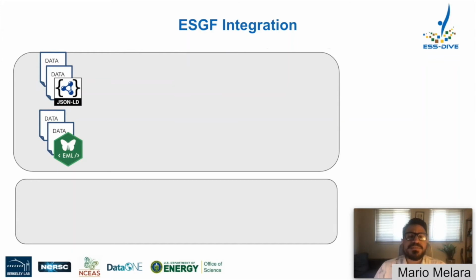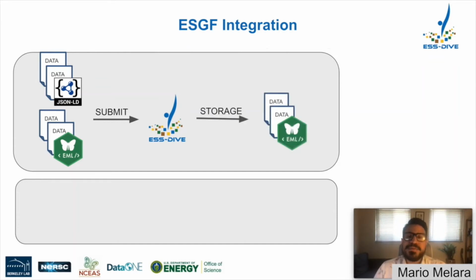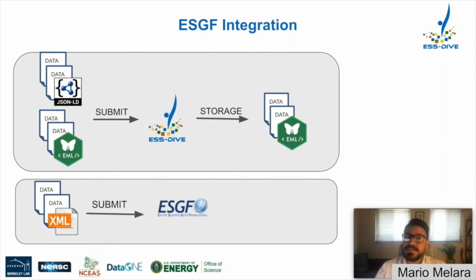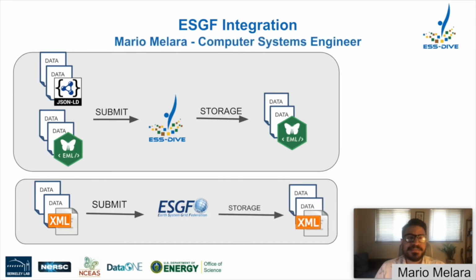In our case, these entities are ESS-DIVE metadata. So a user will submit data along with their metadata in EML or JSON-LD format, either of which our API can accept. The data and metadata are then stored away by Metacat. Note here that all the metadata files are stored in the EML format. ESGF users, on the other hand, will only need to upload an XML metadata file that contains customized required fields for ESGF, and these files are also stored away.